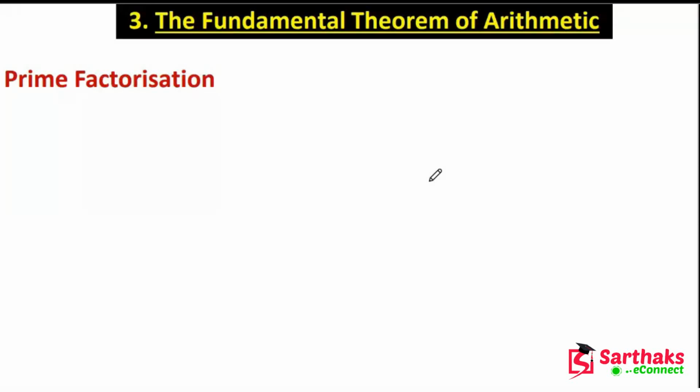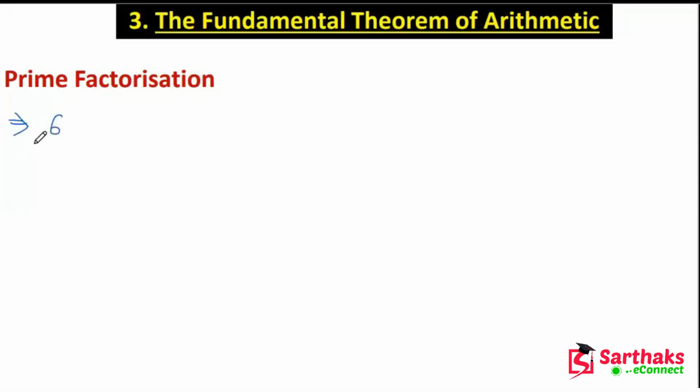Before starting the fundamental theorem of arithmetic, we have to know what prime factorization is. Prime factorization is a method of expressing a natural number as a product of prime numbers. Let's take an example. If we talk about 6, 6 is a natural number.